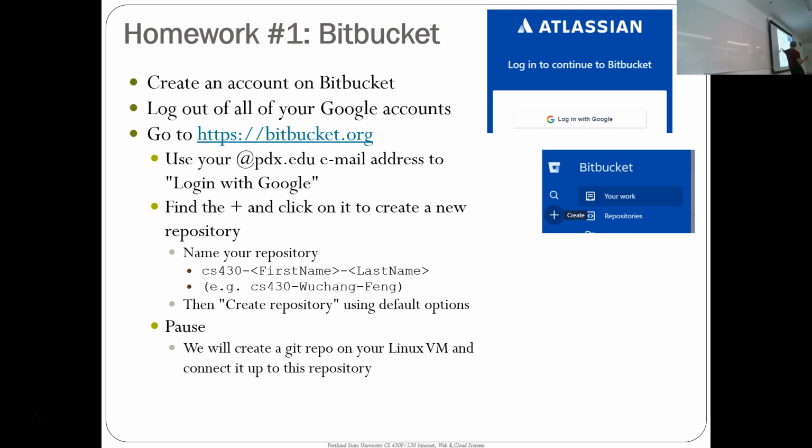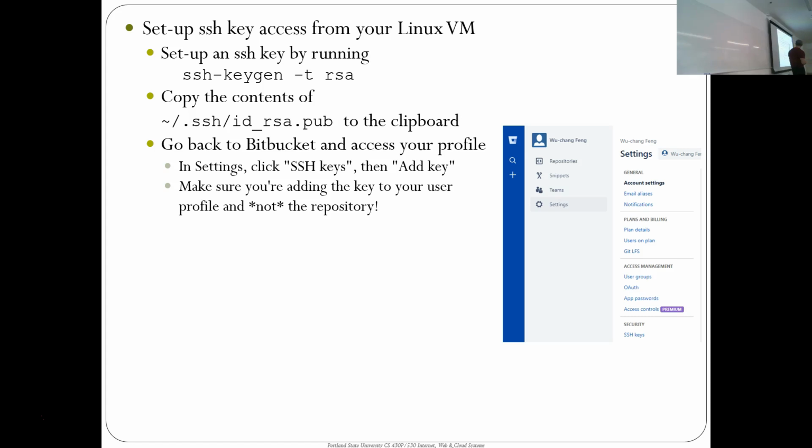So after you create the repository, you get the account, create the repository, you're going to pause, because then we're going to want to set up your Linux VM with SSH keys for you to bind your VM to your Bitbucket account. And that's what we'll do. So we're going to set up SSH key access to your Git repo. And this is what you'll do on your VM. You'll generate an SSH key. You'll copy the contents of your public key into the repository.